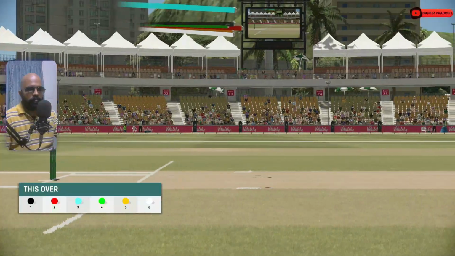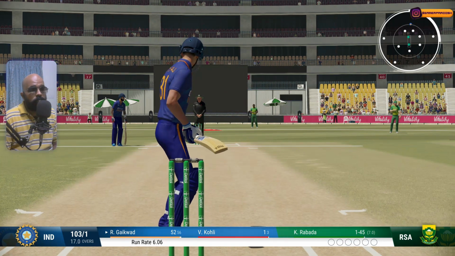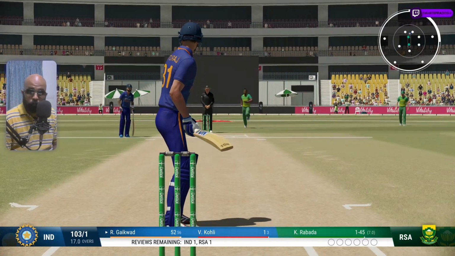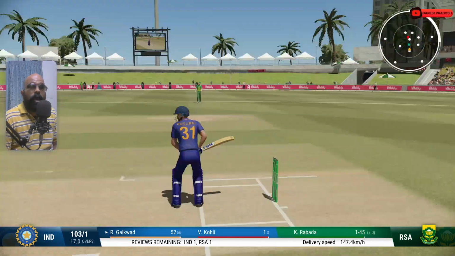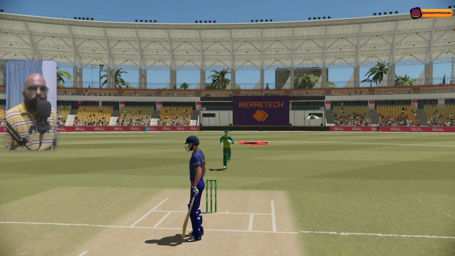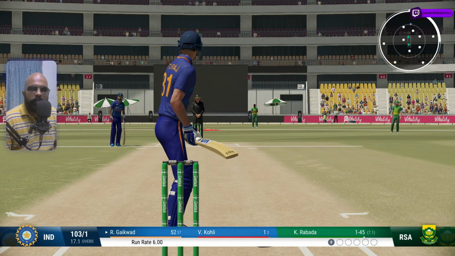Okay, so whether you guys want to use batting close or not, that is up to you, but I would definitely recommend people using it for a realistic batting experience.